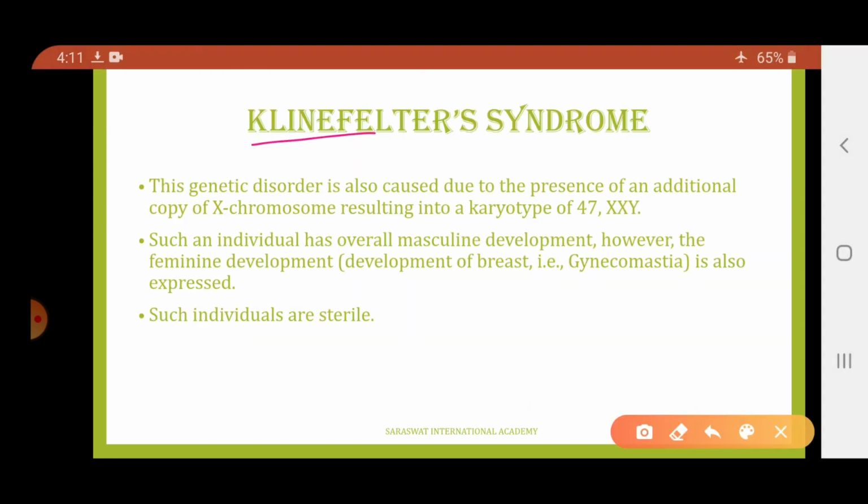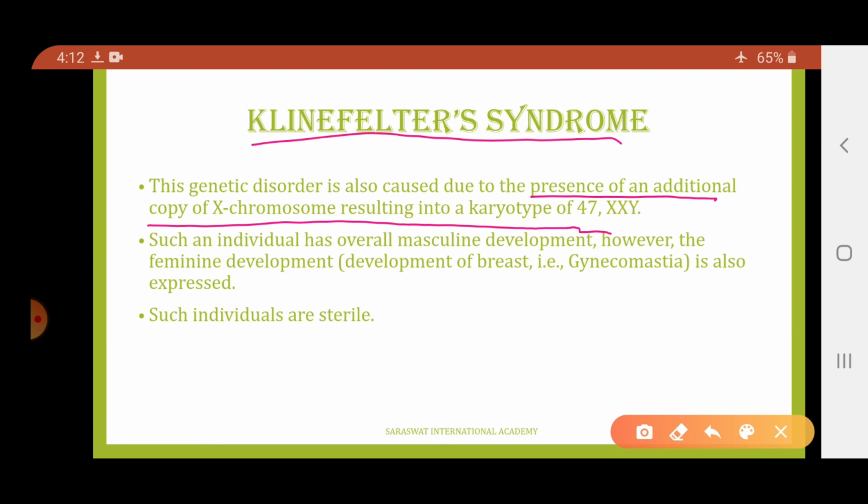नाउ नेक्स्ट इज द क्लाइनफेल्टर सिंड्रोम. So basically it is due to the presence of an additional copy of X chromosome into a karyotype, that is, the males have the extra X chromosome. Normally males में कितने X chromosome होते हैं? X, एक ही होता है, but instead of one they have 2 X chromosomes. So basically it is a trisomy of the sex chromosome in the males.